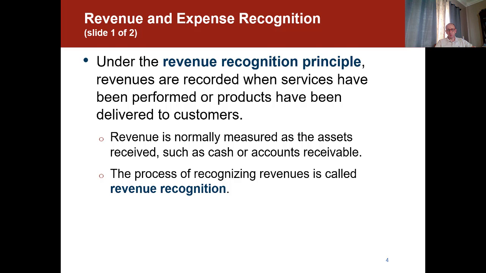The process of recognizing revenue is called revenue recognition. So whether we got the cash or we got a promise to get the cash, which is what we call accounts receivable, that's how we measure the revenue. And we recognize the revenue once we provide the service or deliver the product.